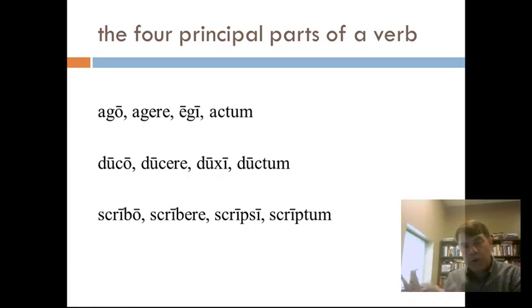I just wanted to warn you that the third conjugation, in terms of the long term, it's going to be worth your investment if you dedicate a few brain cells to memorizing the other forms of these dictionary words. The ones we've had so far have been fairly predictable. Third conjugation begins to get a little more complicated.